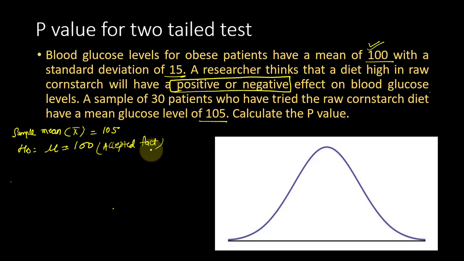And what is the hypothesis of the researcher? That is the alternate hypothesis. The researcher believes that the diet high in raw cornstarch will have either a positive or negative effect. So either the blood glucose level is going to increase or decrease. So mu is not equal to 100. That is the researcher's claim.